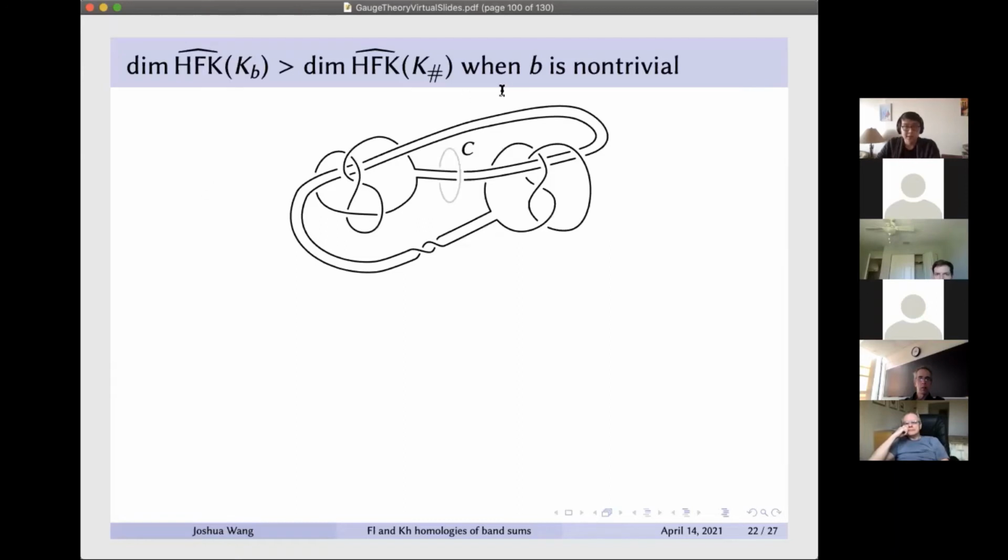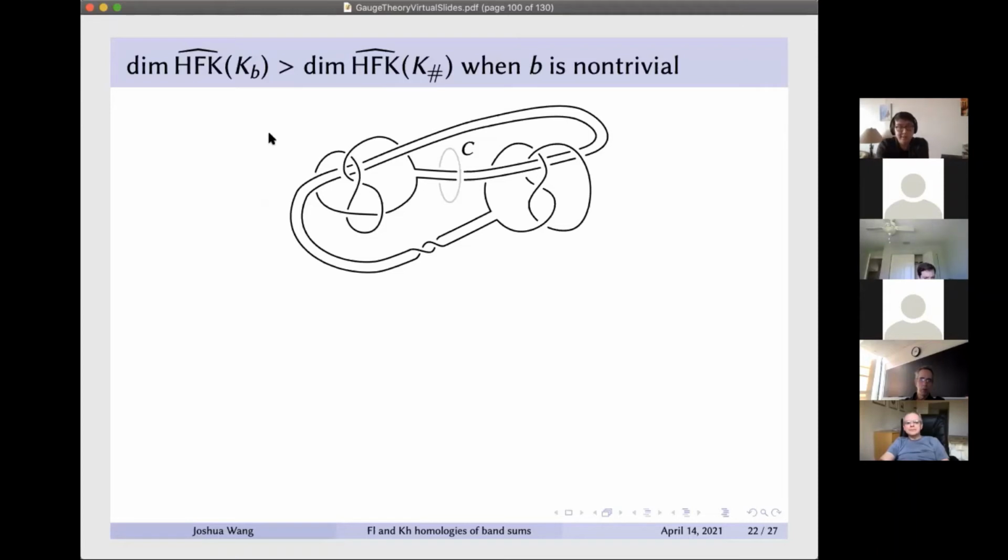So the goal is to show that when the band B is non-trivial, the dimension of HFK-hat of K_B is strictly larger than the dimension of HFK-hat of K sharp. That's the goal. So here's K_B, along with a gray unknot that goes once around the band that I've labeled C. And I want you to consider this two-component link, K_B union C.